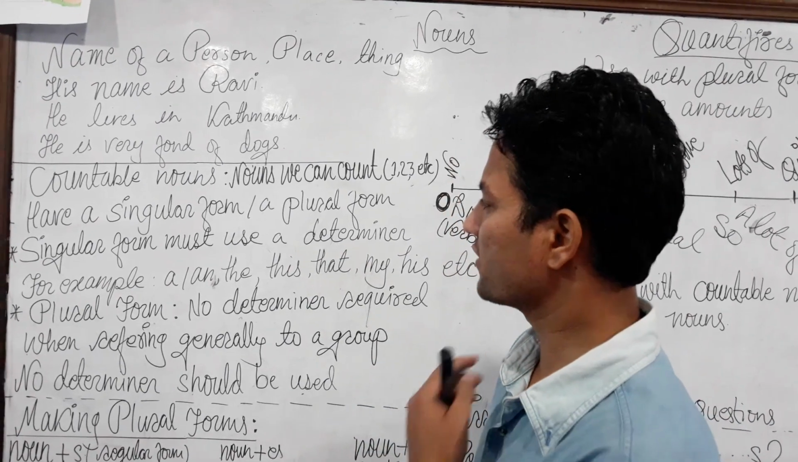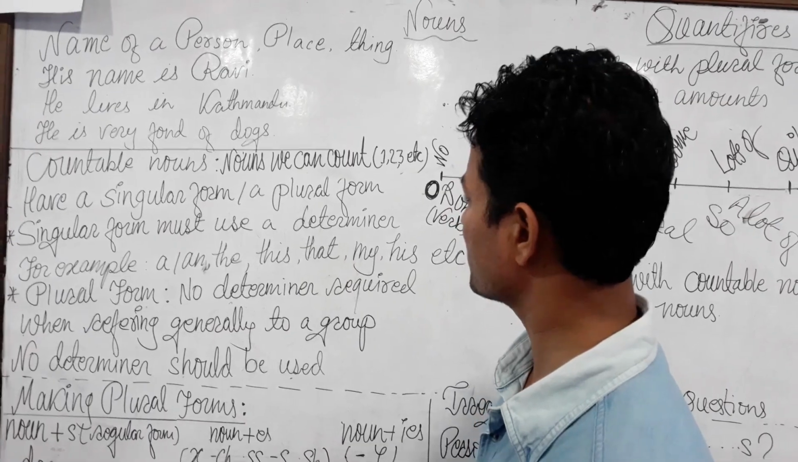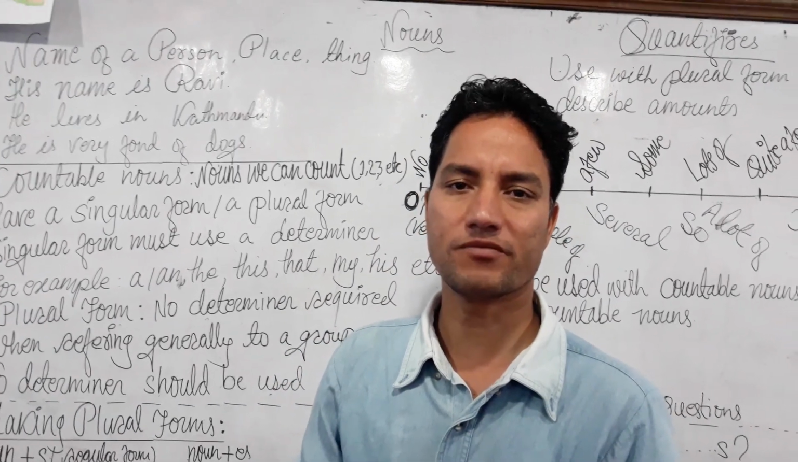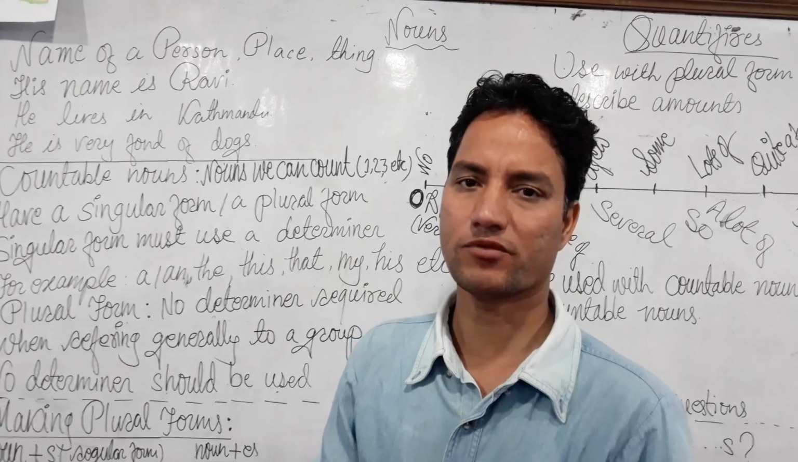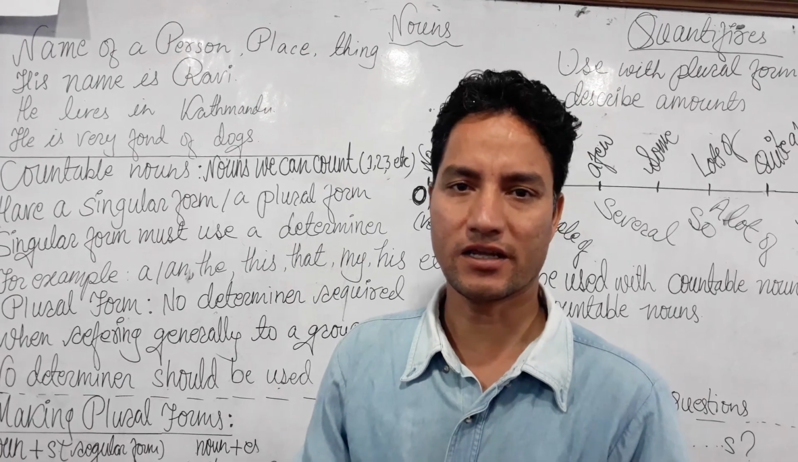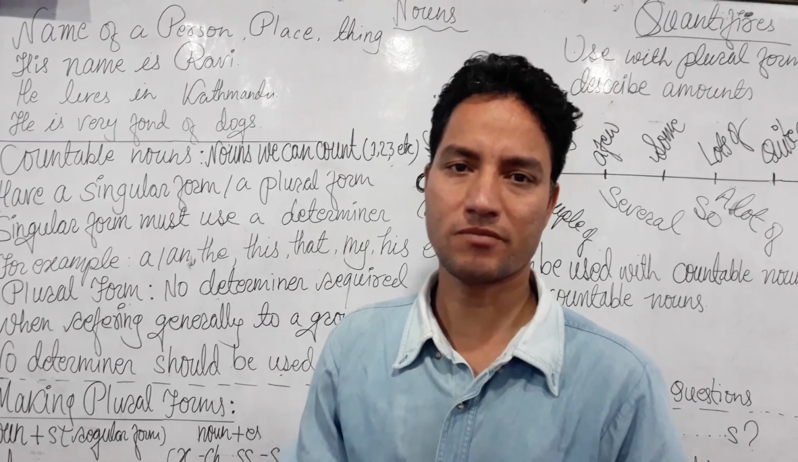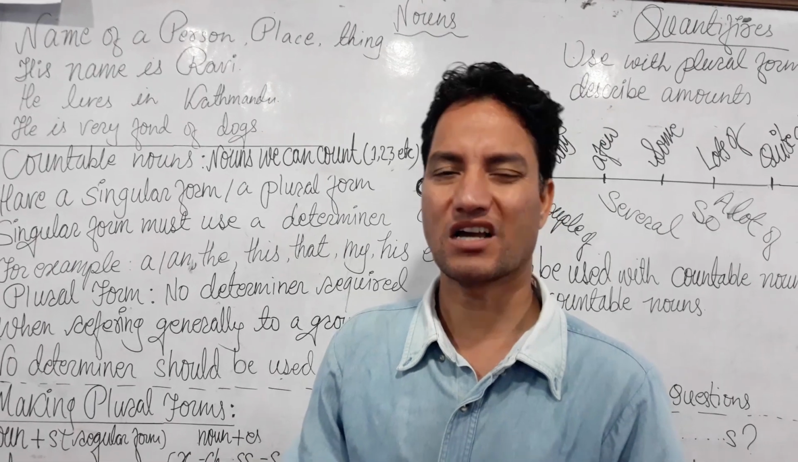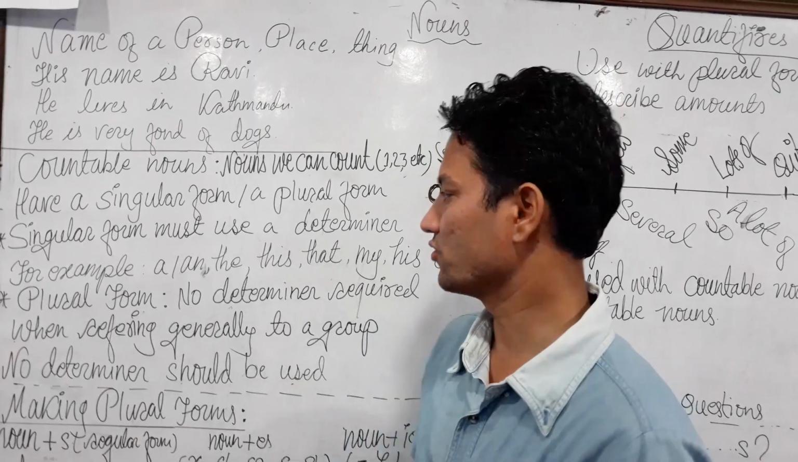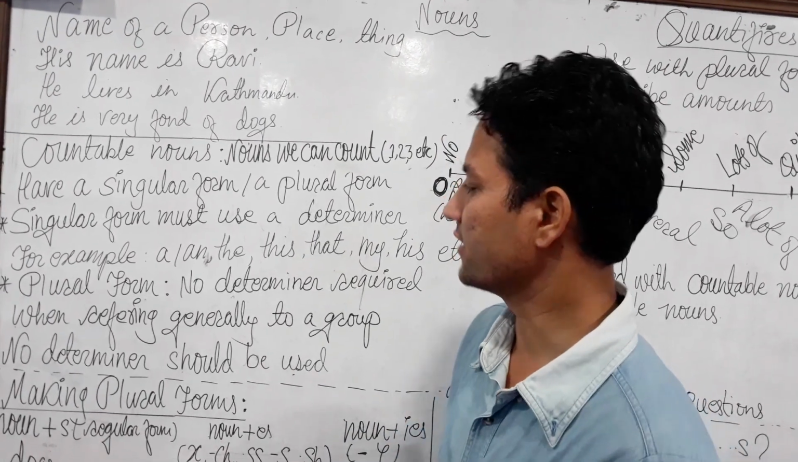Right? So, what about the singular forms of nouns? Singular forms of nouns must use a determiner. When you use the singular form of a noun, you have to use a determiner. For example, you can't say "there is dog." You have to use the determiner: there is a dog, a cat, a house, a building. So you have to use the determiner for the singular noun.